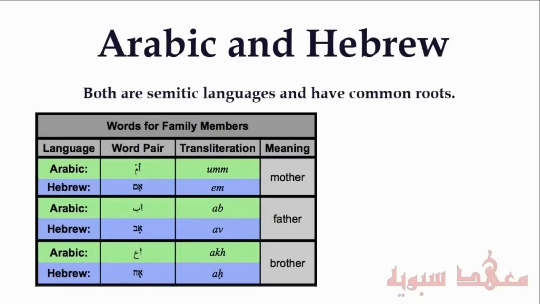We have here the word for mother, in Arabic, and in Hebrew, which is very similar. Ab, av, akh, akh. So the words for father and brother also are very similar. They sound almost the same.